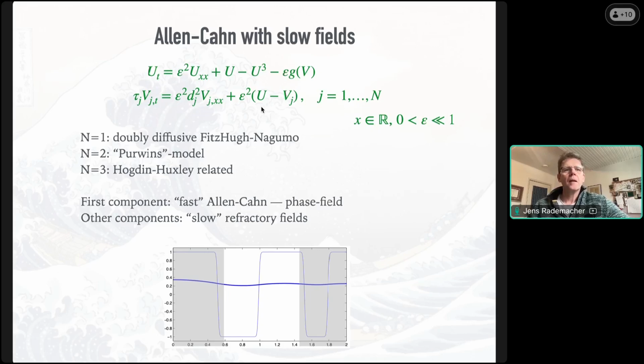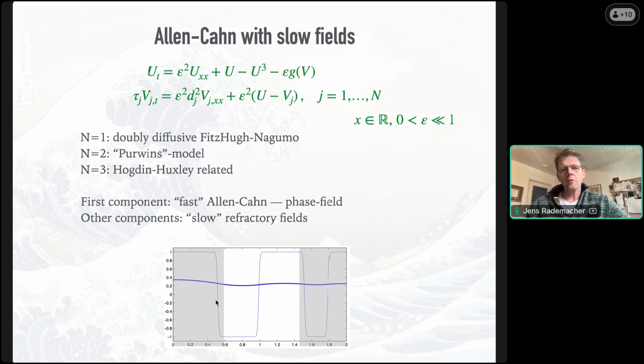On the other hand, there's a coupling back in this case, right? And this is the interesting part, which I'll talk about mainly here. What's the role of this coupling back and what's the impact it has? But for the moment, let's focus just on the class of equations. So for n equal to 1, you can view this as a doubly diffusive FitzHugh-Nagumo system. For n equal to 2, it's Purwins' model for gas discharge. I didn't mention it, but the physical background is gas discharge modeling. And for n equal to 3, you can think of it as a kind of fully diffusive Hodgkin-Huxley equation.